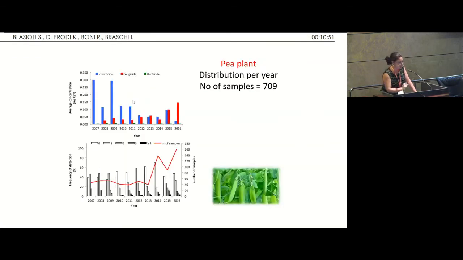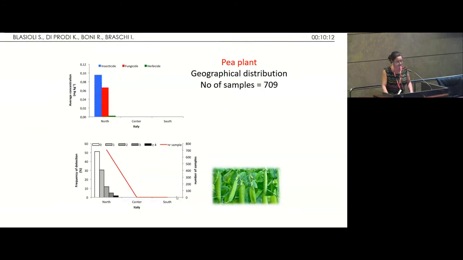Okay, so just a very quick look at pea plant, because it is the second biggest component of the vegetable big data. Even in this case, we observe a decrease in insecticide and an increase in fungicide, and in the average concentration, of course, and also we can observe a higher percentage of samples containing 1, 2, 3, 4, or more than 4 active ingredients in the evaluated sample.